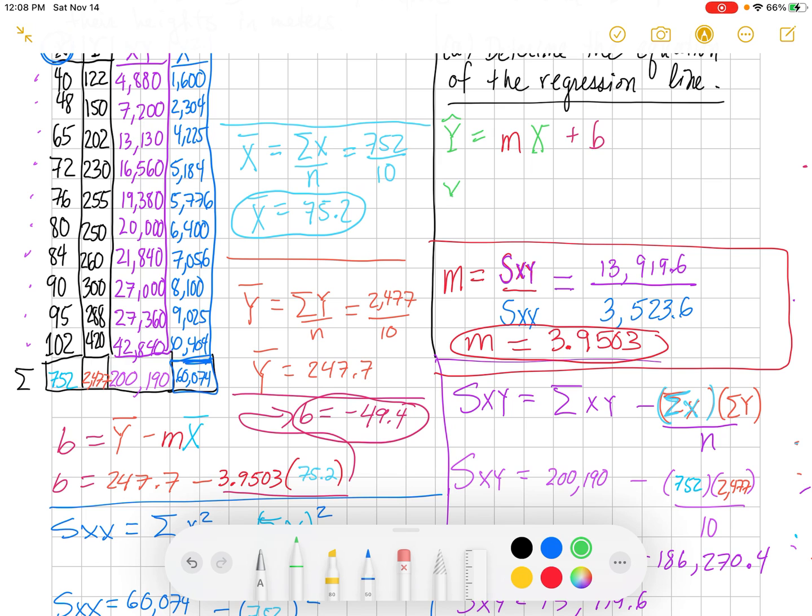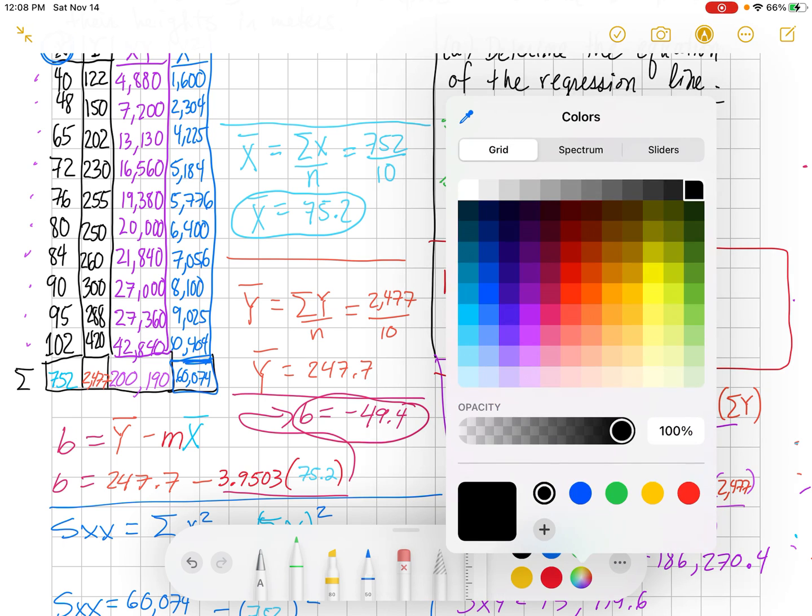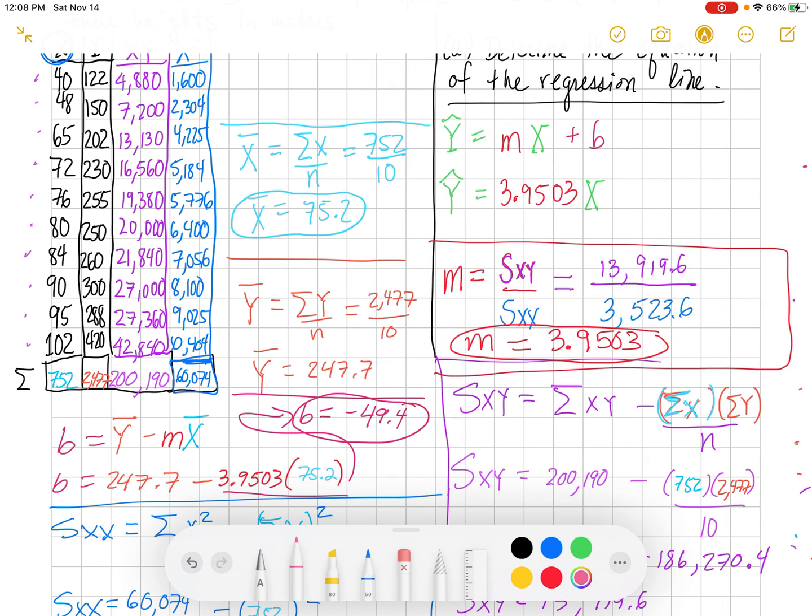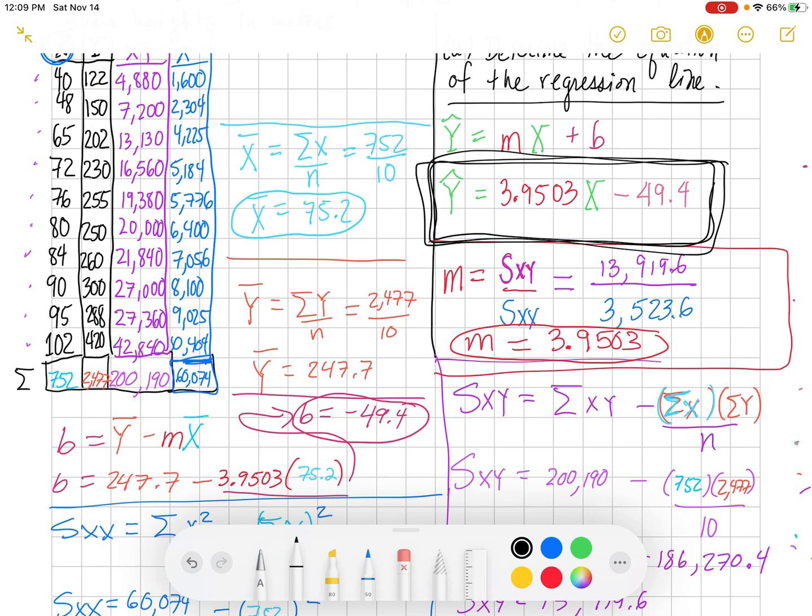Okay, so let's write down our equation now at the top. We have y hat equals m x plus b, with 3.9503 in place of m and the b that we just found. Adding a negative number is the same as subtracting 49.4. So here is the equation of the predicted line, the regression line: y hat equals 3.9503x minus 49.4.